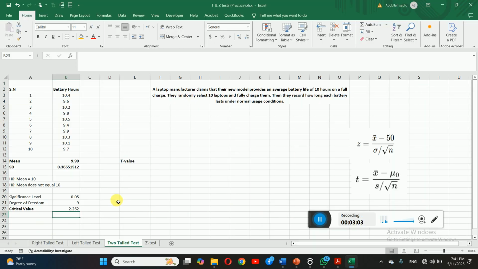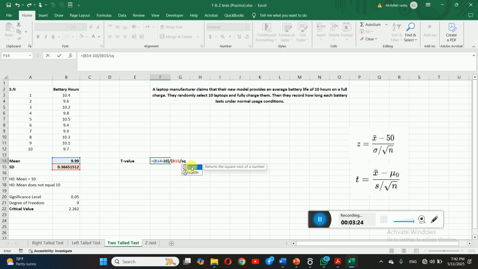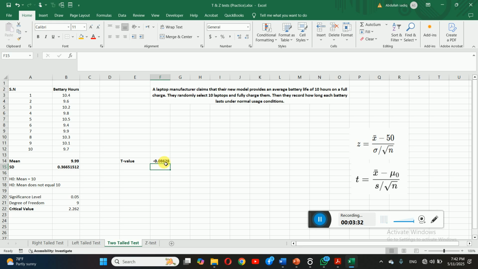Now you should find out the t value. I'm just using this function. So equal sign, we have x bar, which is the mean value, minus mu, which is the hypothesized mean, 10, and this should be divided by the standard deviation, which is 0.366, divided by the square root of the sample size n. Let's close the bracket and press enter. We have minus 0.08628.